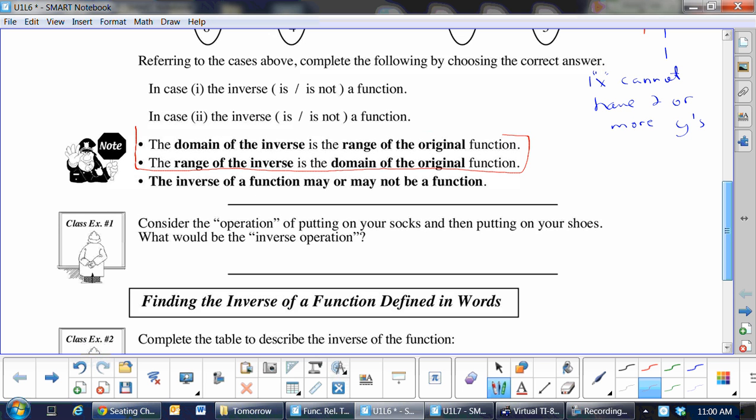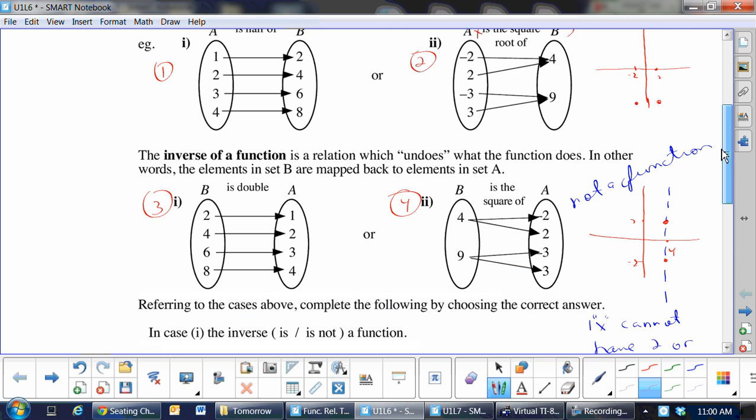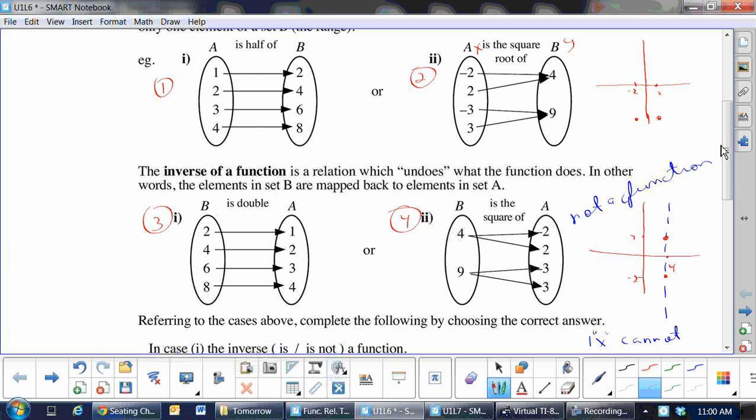The domain of the inverse is going to be the range of the original. And the range of the inverse is the domain of the original function. Okay? Now, just so, if you can look above, see, half of and double, these are inverses.